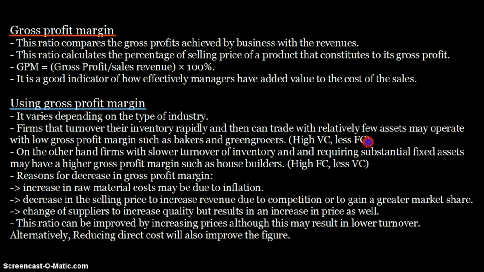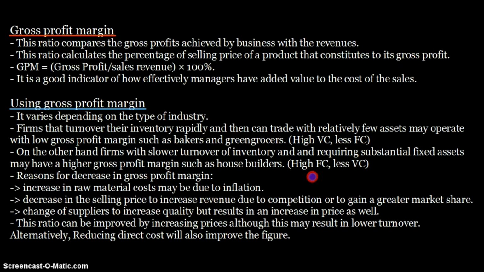So if we look at the operating profit margin of this business, then we won't see much of a drop because the fixed costs are low. That will indicate that this business is performing well. On the other hand, firms with slower turnover of inventory and requiring substantial fixed assets may have a higher gross profit margin, such as house builders, because they have a higher fixed cost and less variable cost. Since you have less variable cost, your gross profit margin will be high, but then due to your high fixed cost, your net or operating profit margin will be low. There will be a big drop.